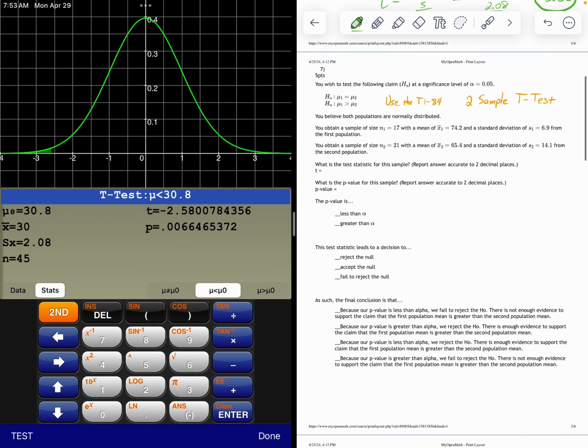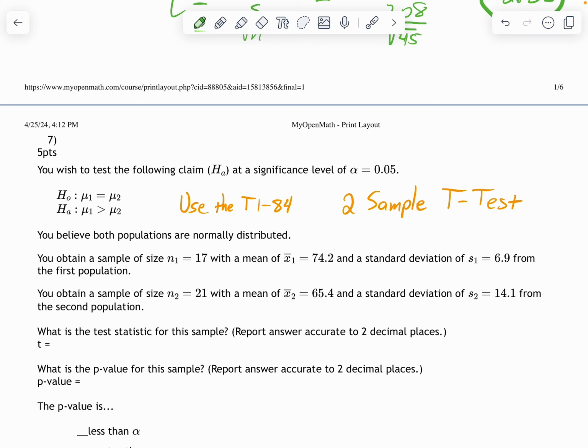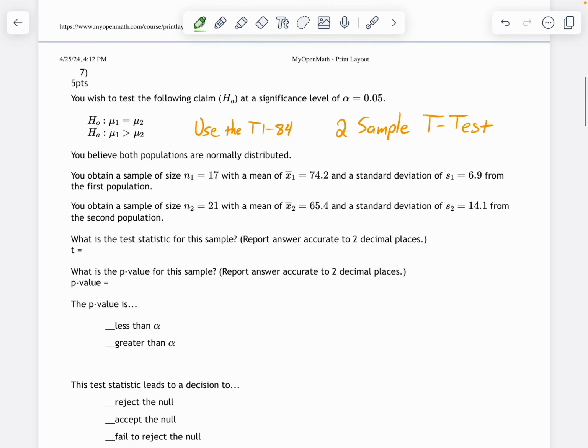All right, number 7. We are testing the following claim. Here's your null and alternative. Alpha is 0.05. We believe they're normally distributed. Okay, so we can move forward with this. The sample sizes are, well, here's the information about sample 1. Here's the information about sample number 2. What's the test statistic? So this is 2 sample, right? Because we have N1 and we have N2.